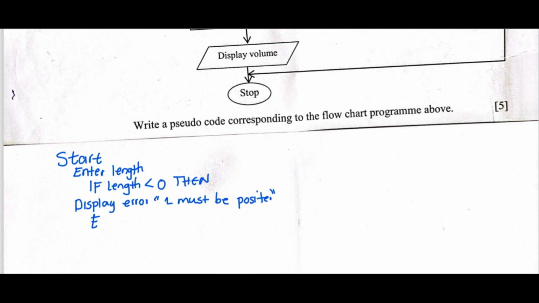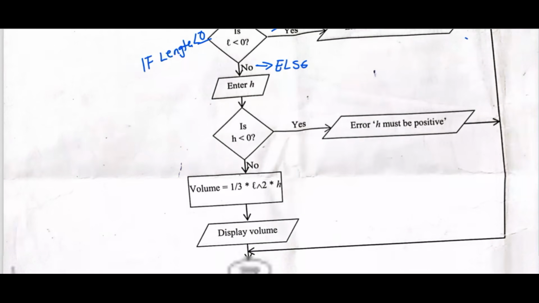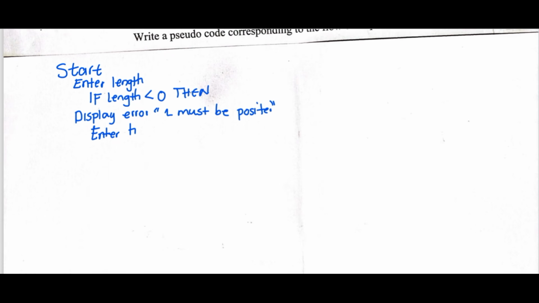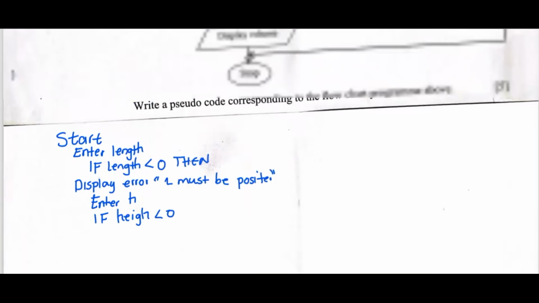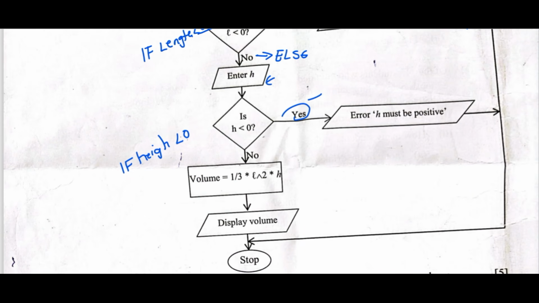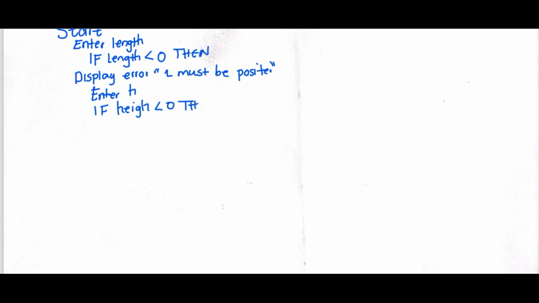Else we will say enter height, because we can see that there is this one. Then we do, so this will be if height is less than zero. That's what we are going to write there. So we'll say if height less than zero. Let's look at what we have where there is height. So here, this is it. Then what are we supposed to do? We display also. So say then display error, H must be positive.